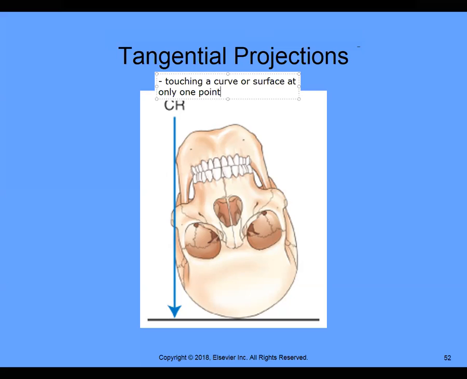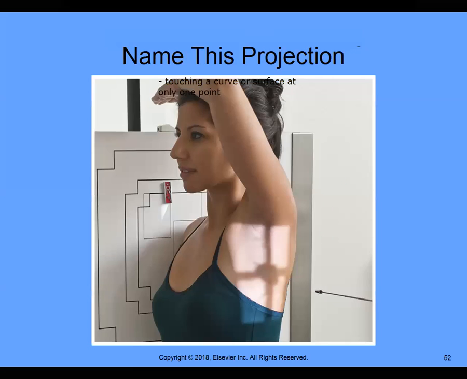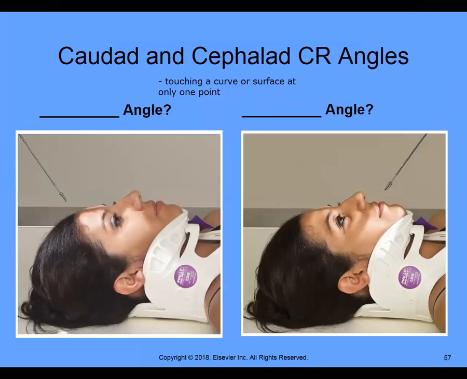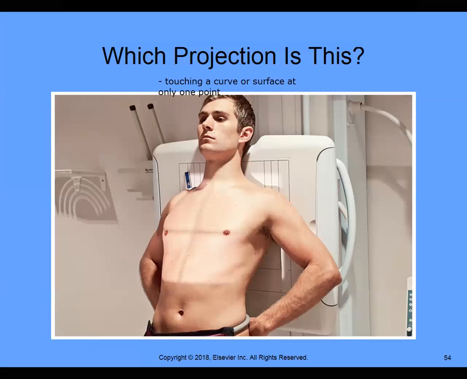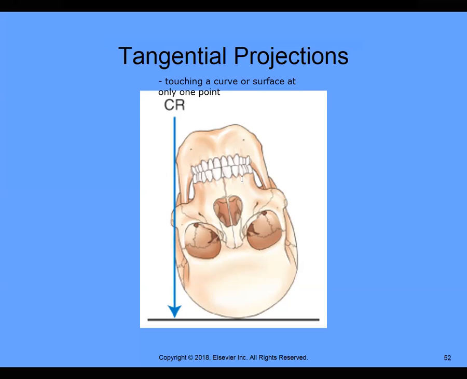I don't like this example, but that's what we have. In your book, you also have one where, I don't know if I have it on here. Let me make sure. No. I don't know what it did to my picture, but it deleted it. Tangential projections, again, they're only touching a curve or surface at only one point. So let me see if I can draw it on here.